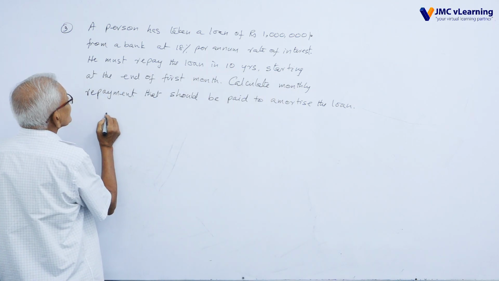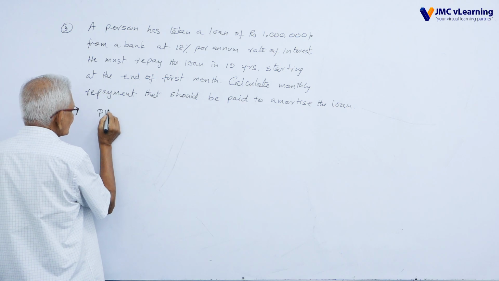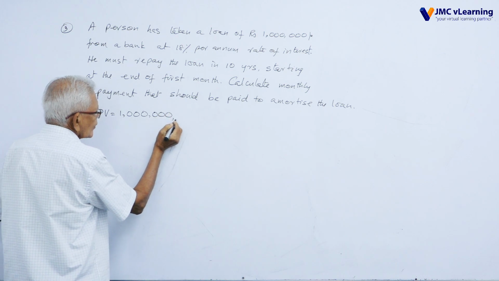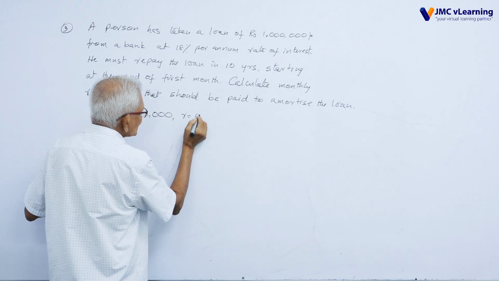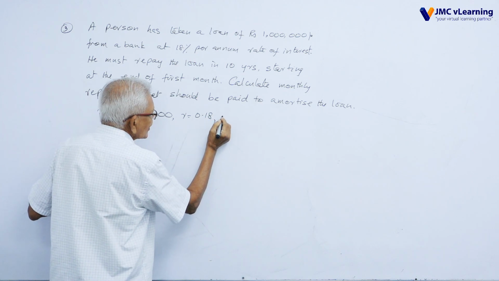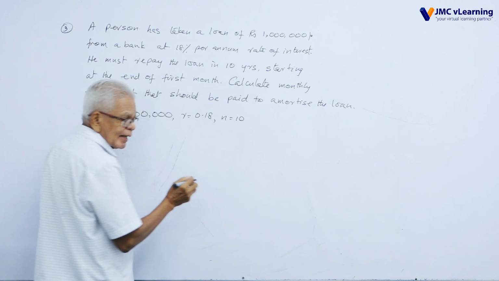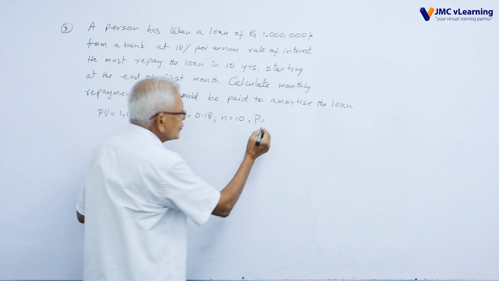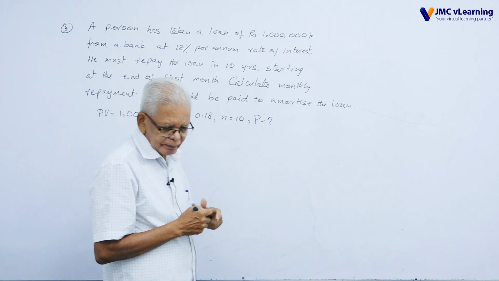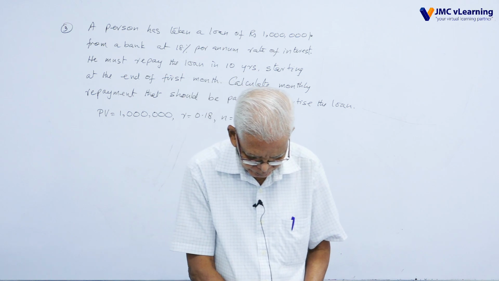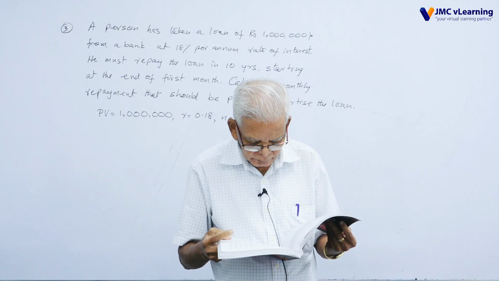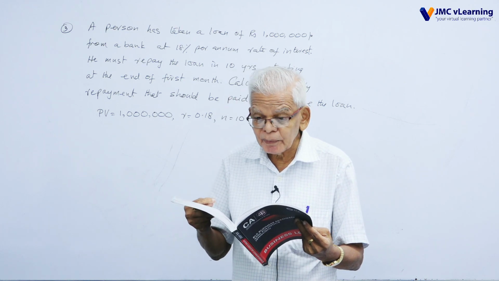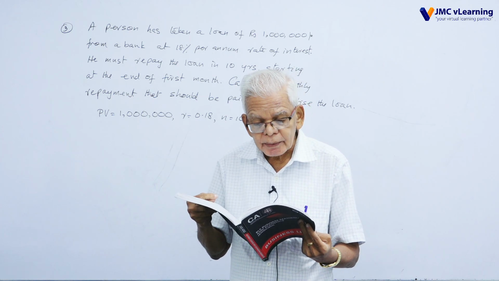Look here. Present value equals 1 million, R equals 0.18, that is per year, N equals 10, and find out P. This P is the annual repayment. Do that one and find it out. Finally, divide that by 12 to get the monthly repayment from the annual repayment.